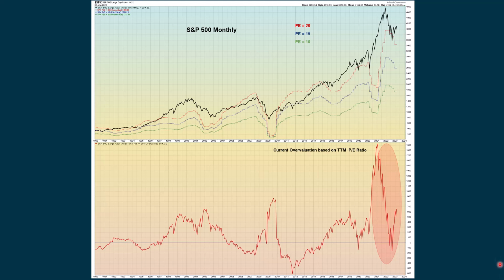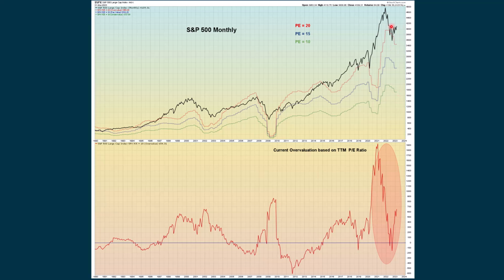You can see on this chart that there are three lines, a red, blue, and green. This measures the valuation of the market on a historical basis. The red line is a PE ratio of 20. PE is the price to earnings ratio. When we're at 20 or above, the market is considered to be expensive. When we're at a PE ratio of 15, the blue line, the market is considered to be fairly priced. And when we reach a PE of 10, that's the green line, the market is considered to be inexpensive or cheap.